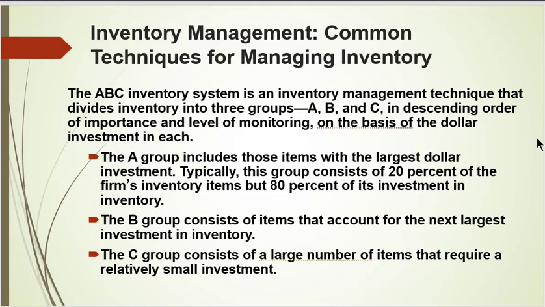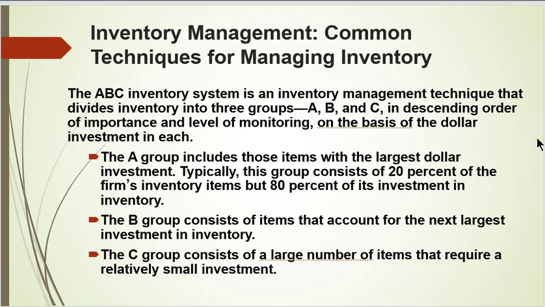So one of the techniques we have is something called the ABC technique. Essentially, it ranks products in descending order of importance, right? So group A are typically those things that have the largest dollar investments. They're really a smaller part of the number of items we have in our inventory, right? So it's about 20% of the items, but about 80% of the actual inventory, right? So few items, large dollar amounts.